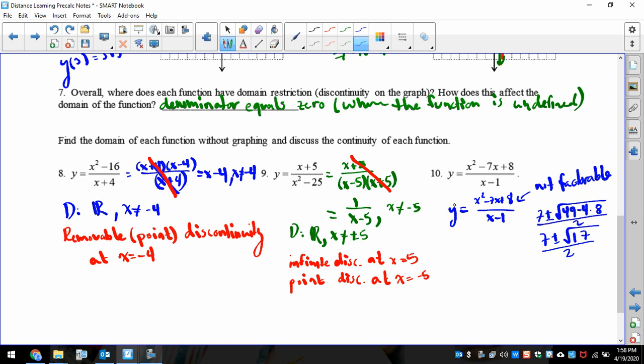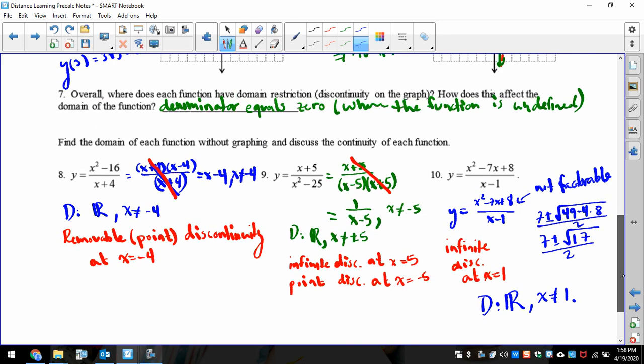Okay, so that means that we have infinite discontinuity at x equal 1, at the denominator. So that means the domain, I didn't write that down, the domain is all real numbers, x can't be 1. That's where the denominator is equal to 0. Yeah, there we go. So you should be able to do the homework.